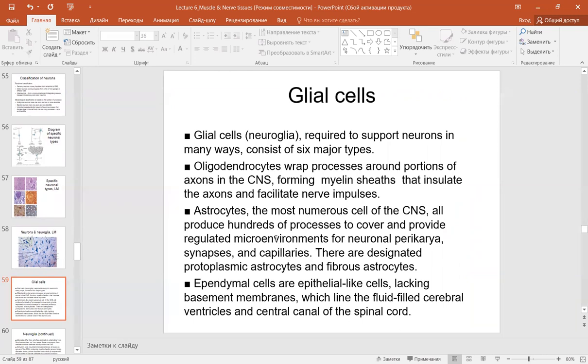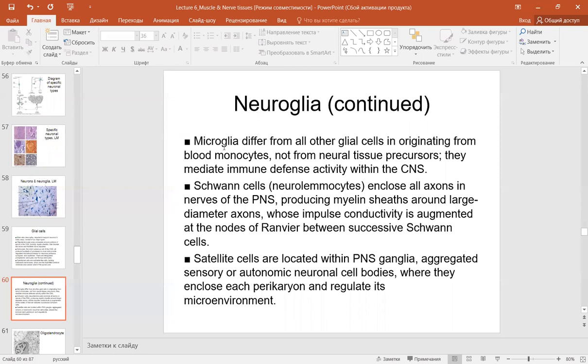Ependymal cells are epithelial-like cells lacking basement membranes, which line the fluid-filled cerebral ventricles and central canal of the spinal cord. Microglia differ from all the other glial cells, originating from blood monocytes. Remember what I told you about the macrophage system of the organism. Microglia is one of the elements of the macrophage system of the human body. So it's not developing from neural tissue precursors. They mediate immune defense activity within the central nervous system.